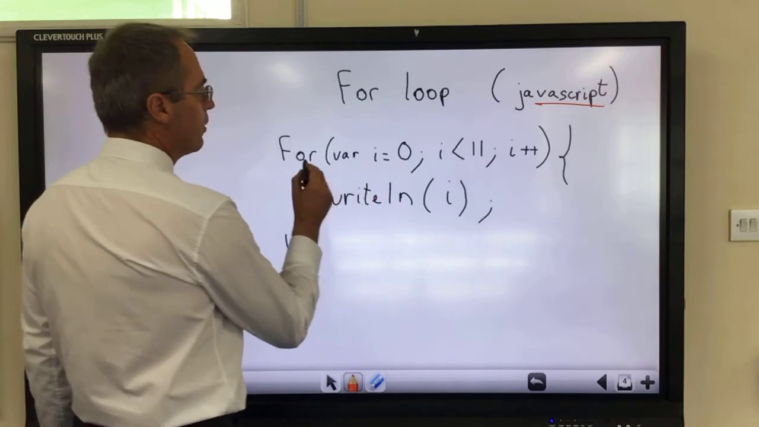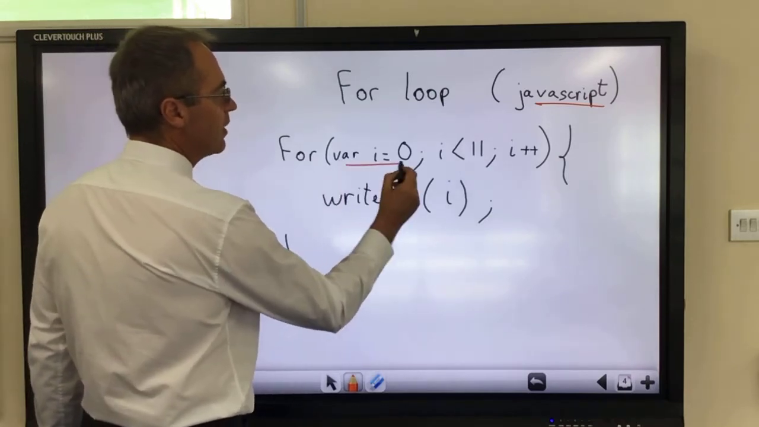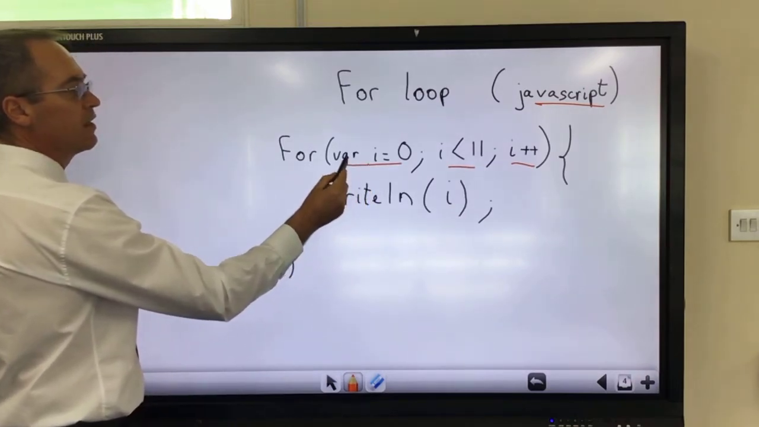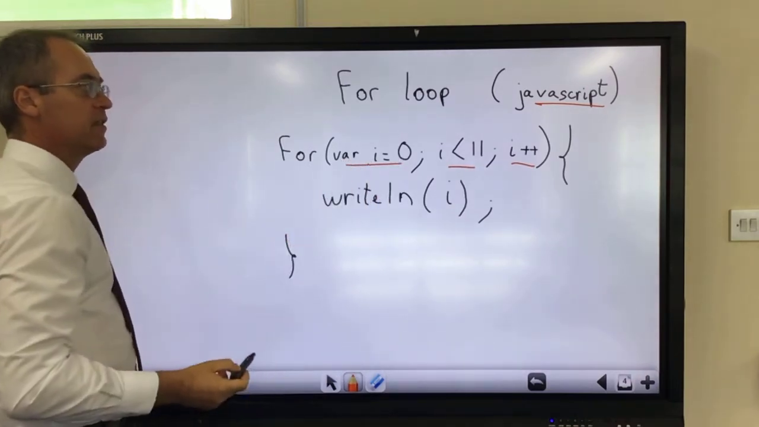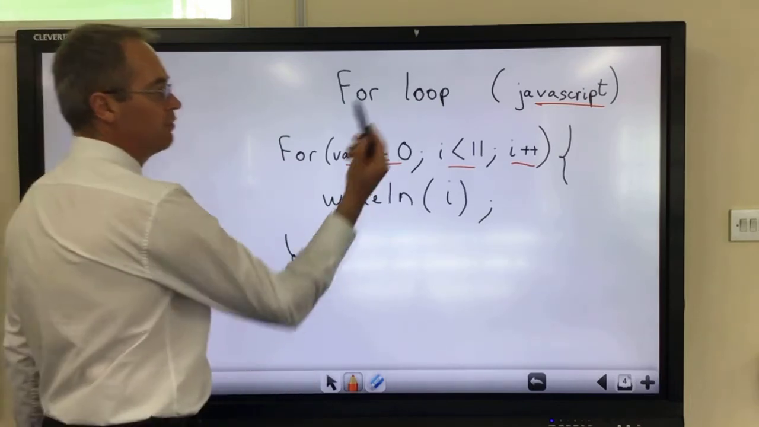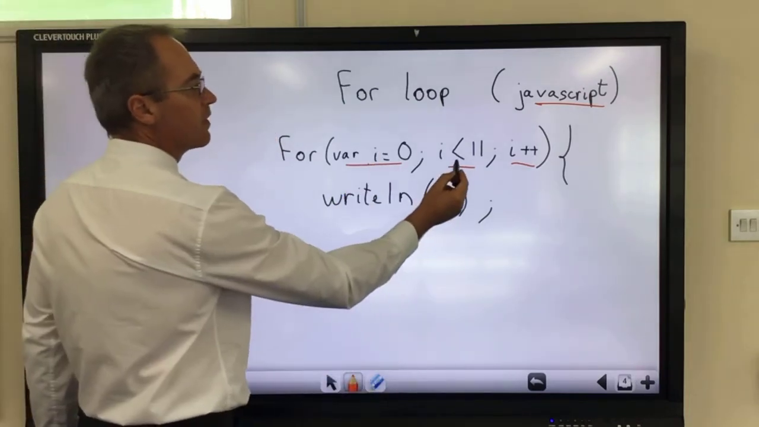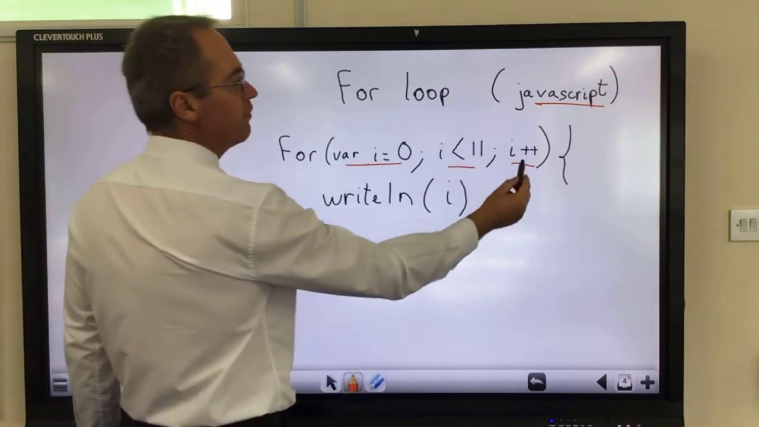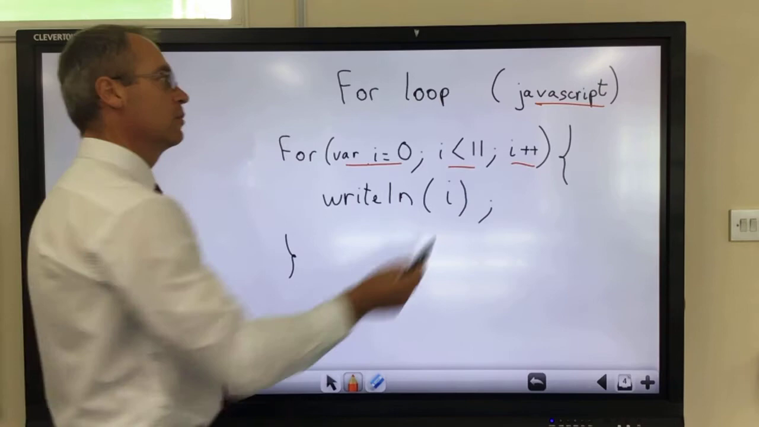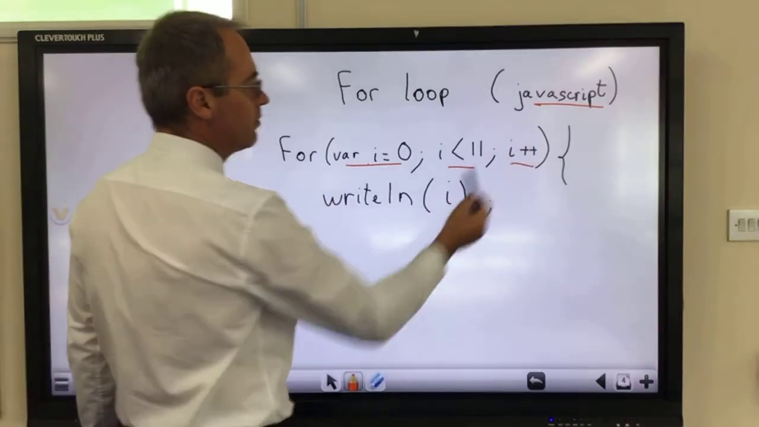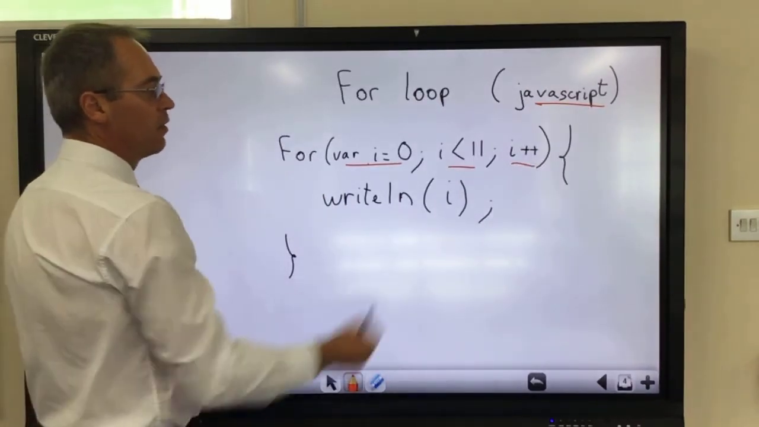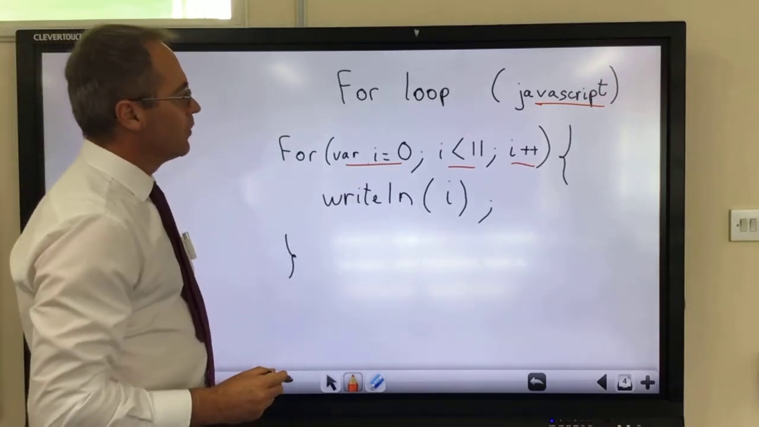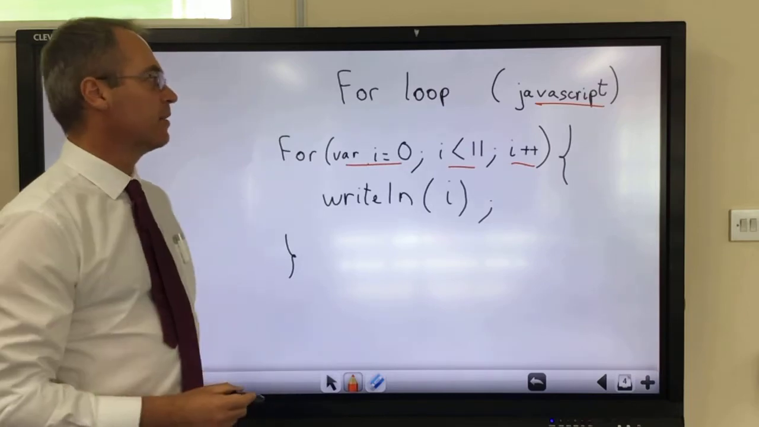Because here, you've got three key elements. The first one, you're creating that variable and initializing it with a starting value, in this case 0. Then that will be your stopping condition. You stop before you reach the value 11. And finally, your increment, and in this case, you just increment by 1 each time. And there we print all the numbers. I started at 0 there, so we would go from 0 all the way to 10.